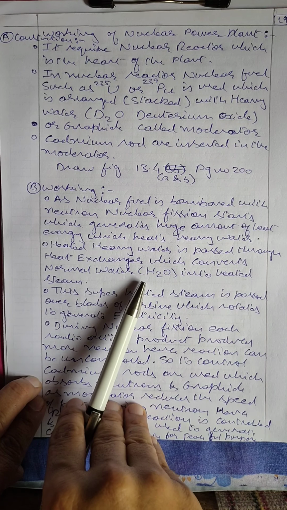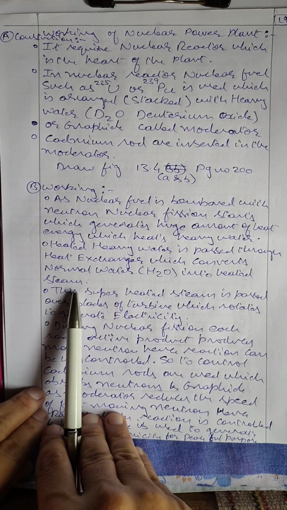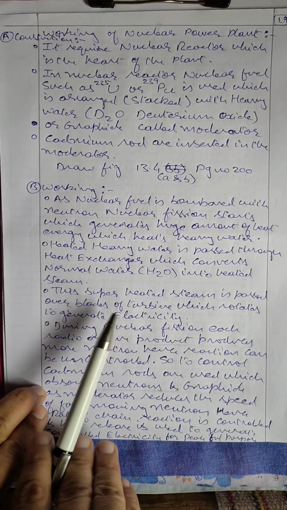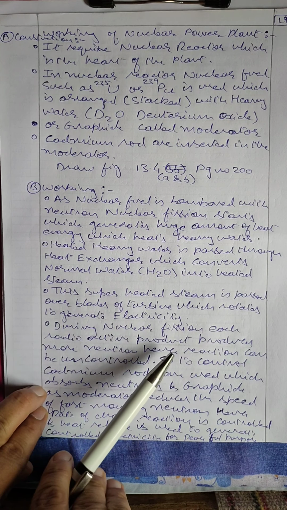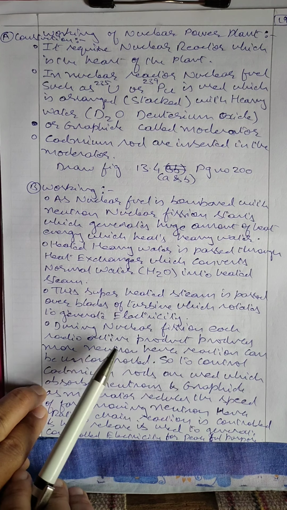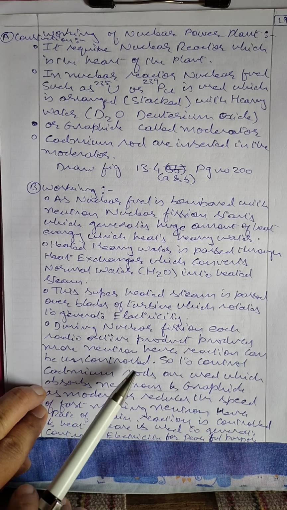So heavy water heats the normal water H2O, and this normal water gets converted into steam. This superheated steam is passed over the blades of a turbine, which rotates and generates electricity. But what happens during the nuclear fission reaction? The radioactive products produce more neutrons.